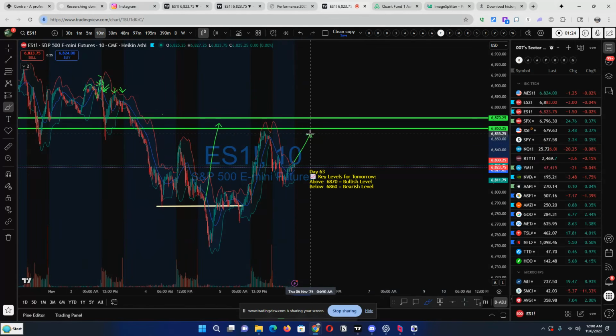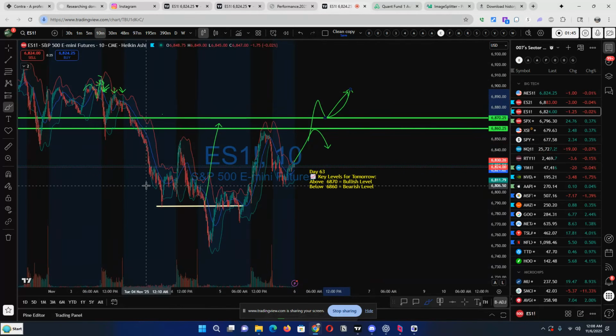So if tomorrow we come here, we tap here, I expect us to see that as a resistance area. If we can break through it and come here and back test and hold above it, then we're technically bullish. So I will watch that 68.70 level. If we can break over it, back test it, then that's technically a bullish level. I expect us to go up from there.